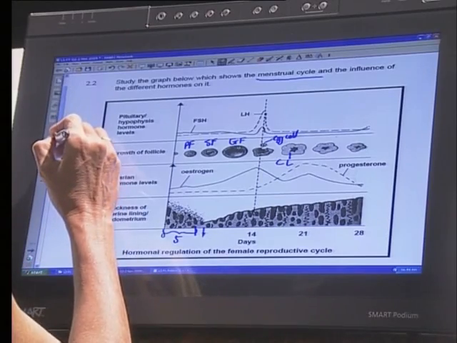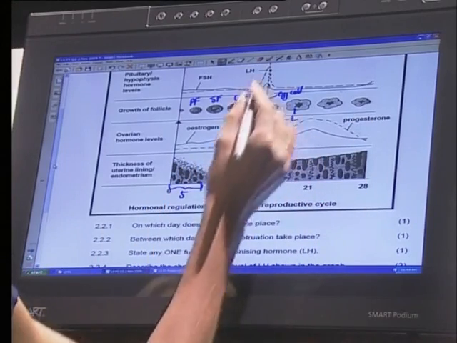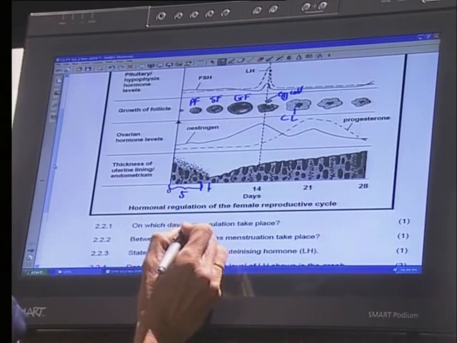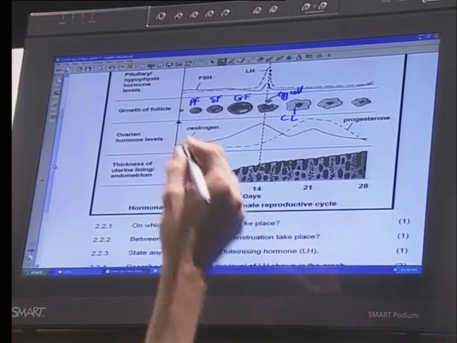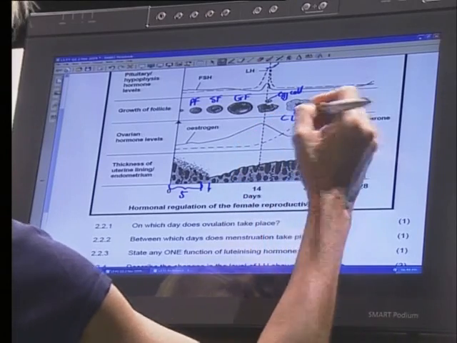So let's look at our graph, and all of these are lined up. You see that? Now, on which day does ovulation take place? All you have to do is use your eyes. When do you think ovulation takes place here? I think on day 14, yeah. Exactly. On day 14, look, your luteinizing hormone is at a peak here. The Graafian follicle bursts and the egg is released. Your estrogen level is starting to come down. Your progesterone level is increasing.